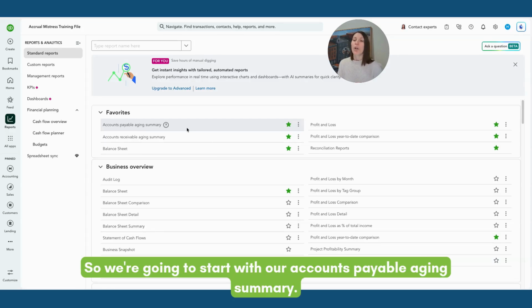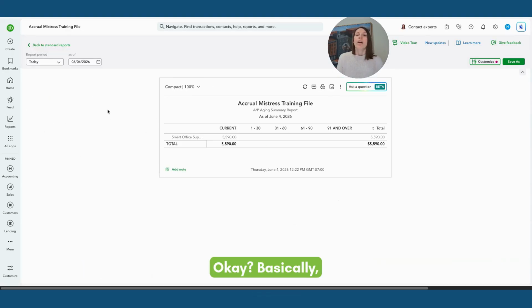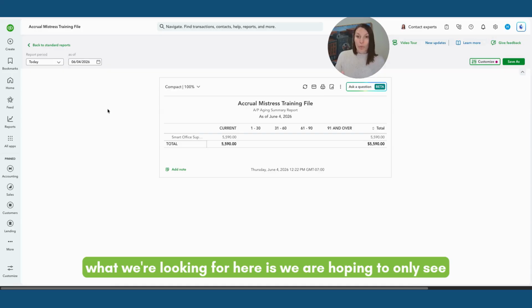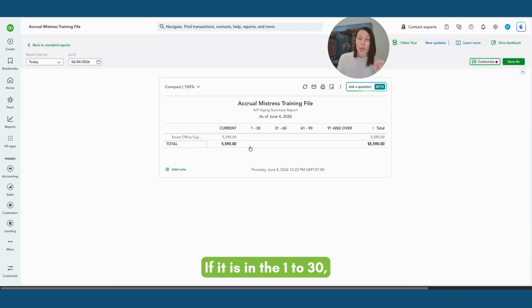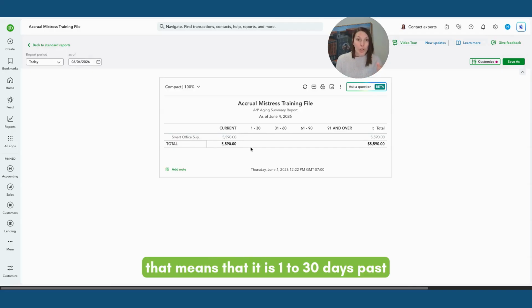So we're going to start with our accounts payable aging summary, okay? Basically, what we're looking for here is we are hoping to only see things in the current or maybe in the 1 to 30 aging, okay? So current means that this bill is not yet due. If it is in the 1 to 30, that means that it is 1 to 30 days past its due date, and then onward, right? 31 to 60, 61 to 90, and 91 and over.